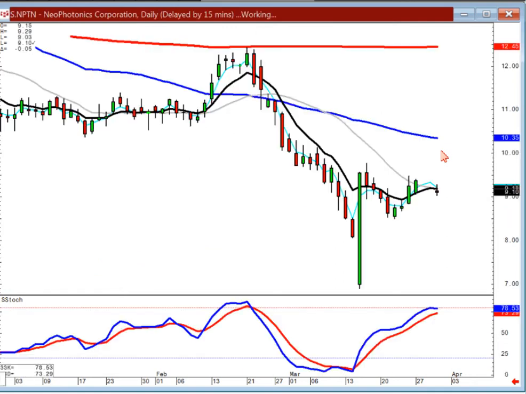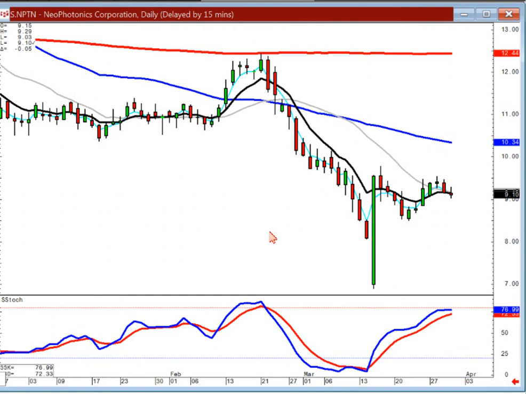NPTN has to open positive if you're in it. It has to open positive and trade positive to stay in it. If it opens lower, it's fizzled. There's no direction. Close it out and move on to something else.